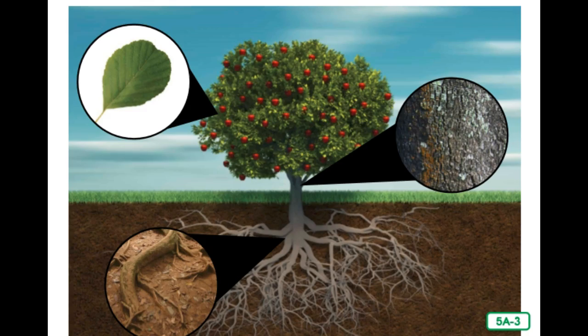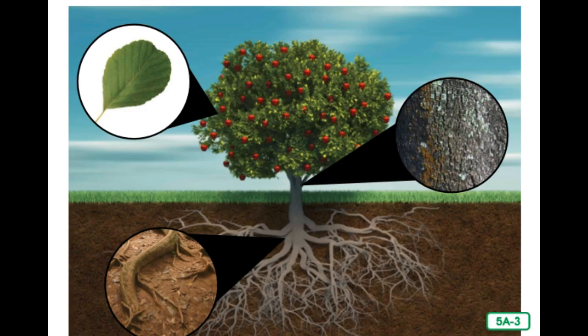Let's review the different parts of a tree. Do you remember what the main stem of a tree is called? The main stem of a tree is called the trunk. All the branches of the tree grow out of the trunk. Tree leaves grow on branches. The roots hold the tree in the ground. Not only do they hold the tree in the ground, they help feed the tree too.